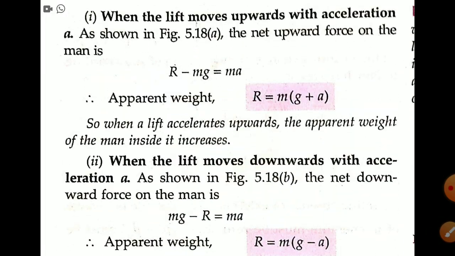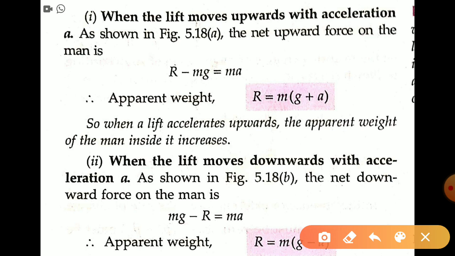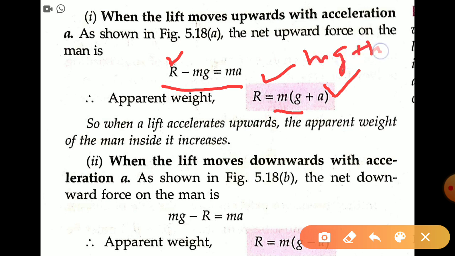That is, the first case, when the lift is moving in the upward direction. You have calculated the value of R from this equation. That is, R was greater than mg, so R minus mg is equal to ma. The apparent weight of the body becomes more than the actual weight. The actual weight was mg, so this becomes mg plus ma. So the apparent weight becomes more than the actual weight.